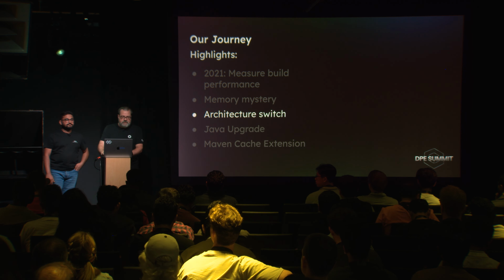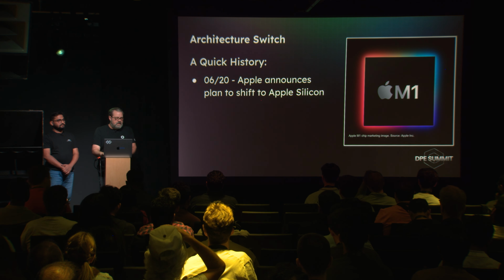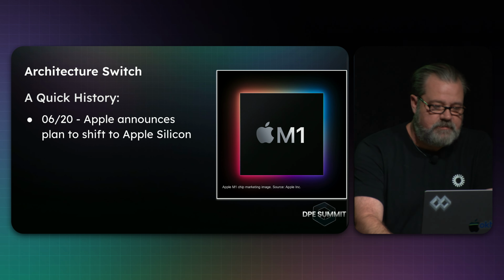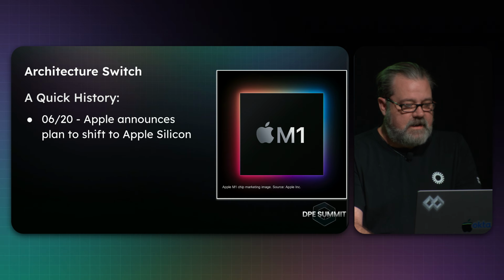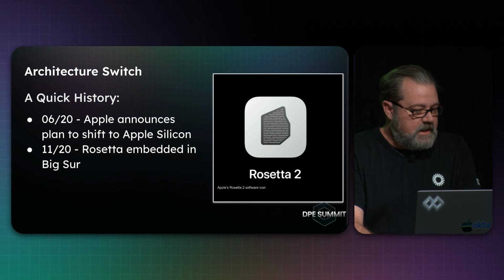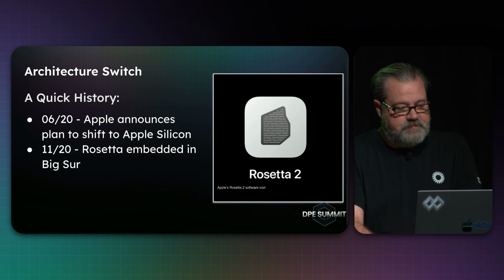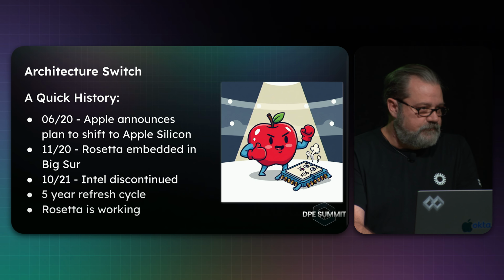So now we'll talk about our migration from Intel to ARM. So first, some context. In June 2020, Apple announced plans to shift Macs to Apple Silicon, and then to enable x86 native software to run on the new ARM Macs, Apple embedded Rosetta in Big Sur. And then in October 2021, Apple announced the updated 14-inch and 16-inch MacBook Pro models with M1 chips and immediately discontinued Intel-based MacBook Pros.